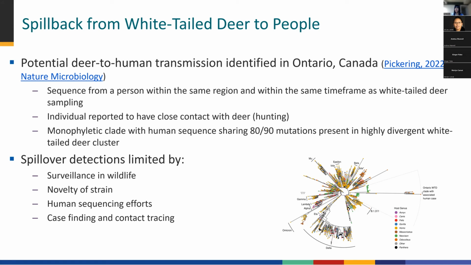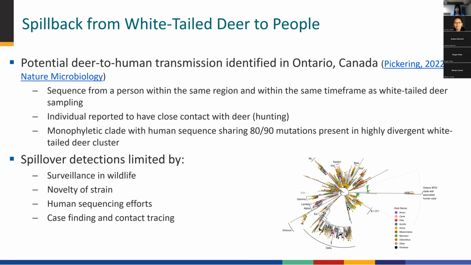But our ability to detect these types of events is quite limited because we do not have strong surveillance in wildlife populations. Human sequencing is getting a bit more challenging as the end of the public health emergency has been declared. And we have to have enough epidemiologic information to link infected wild animals with a person, which can be quite a challenge when the virus really only sticks around for about a week or two in either a person or an animal.